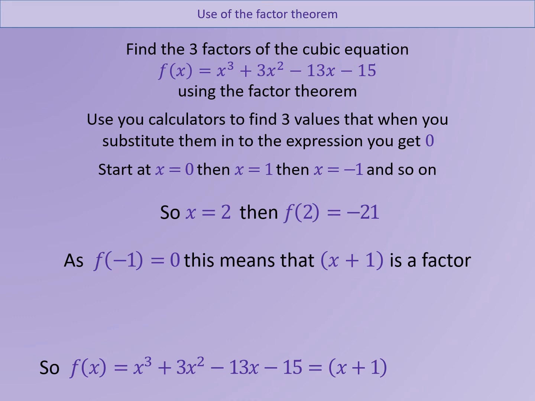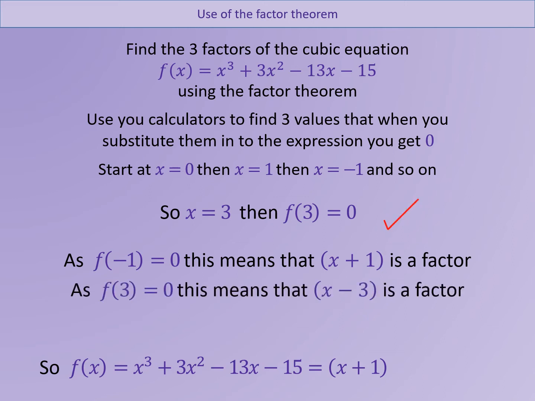So if we try a value of 2, we get a remainder of -21, so not a factor. When we try -2, we get an answer of 15, so again, not a factor. But when we try a value of 3, then we get a remainder of 0, so there is our second factor. So what would the factor be? Well, we work backwards, and the bracket would be x minus 3. So x minus 3 is our second factor, so I can place that at the bottom, along with the x plus 1 that I've already found, and then we carry on.